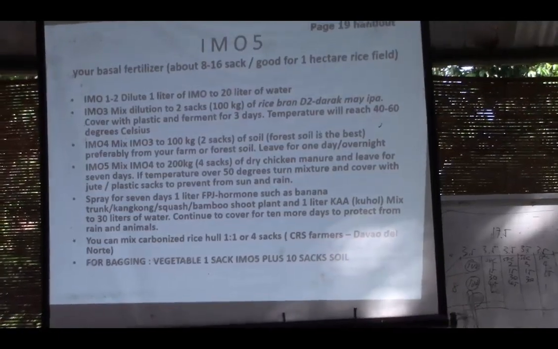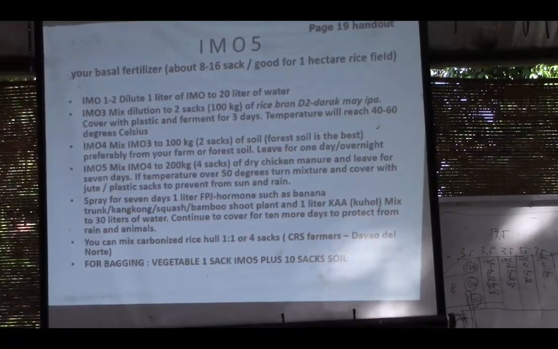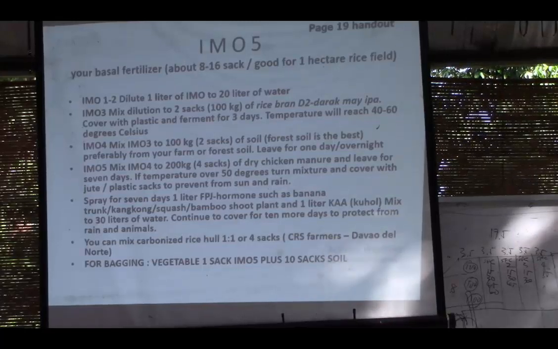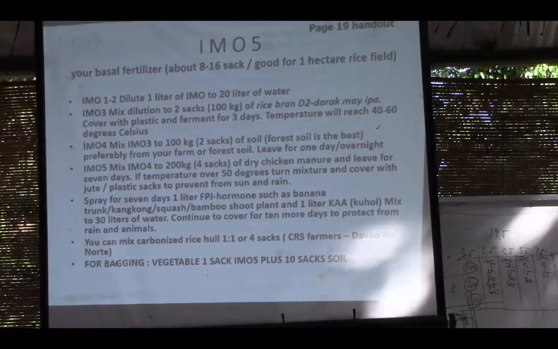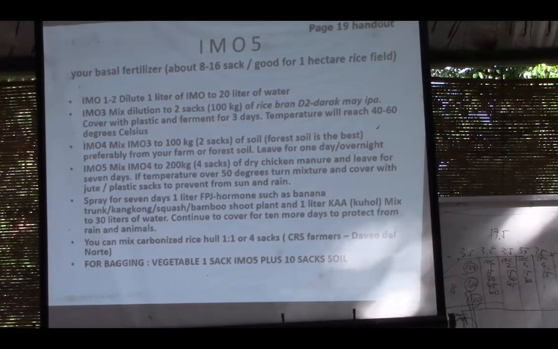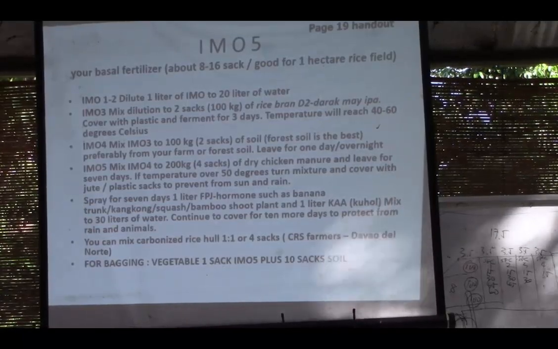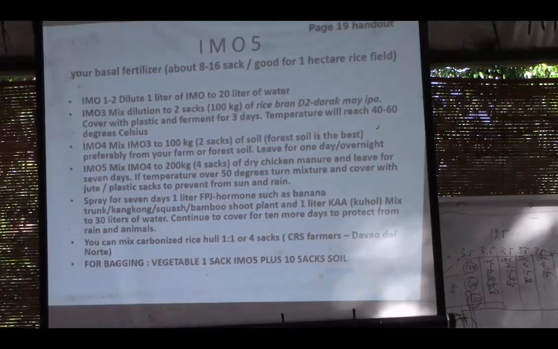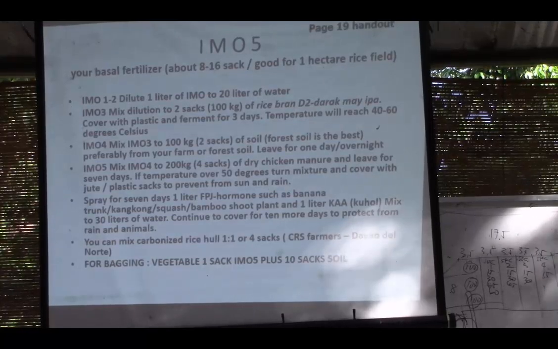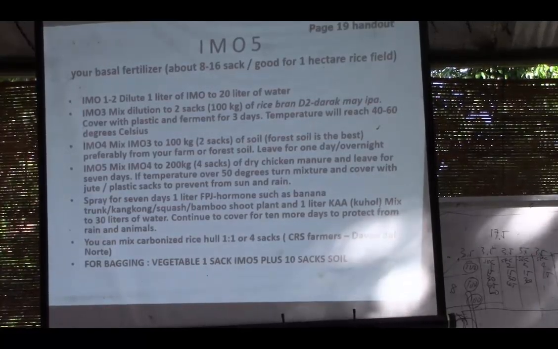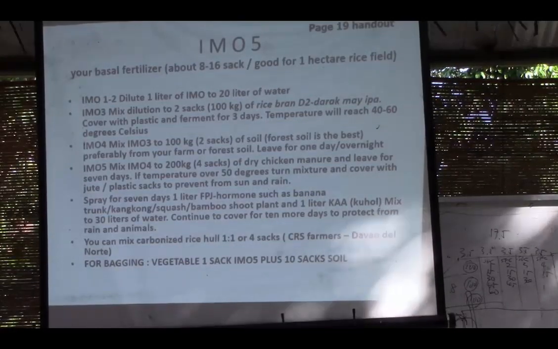I'm confused. The IMO 2 concentrate, which had 20% LAB in it already, the 1 liter concentrate with 20% LAB inside. This 1 liter, you mix it into 20 liters of water. Then it becomes 21 liters. Right?